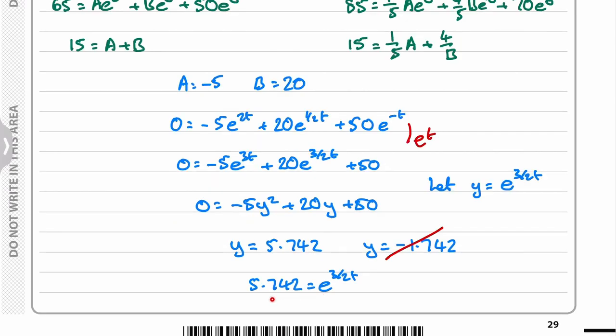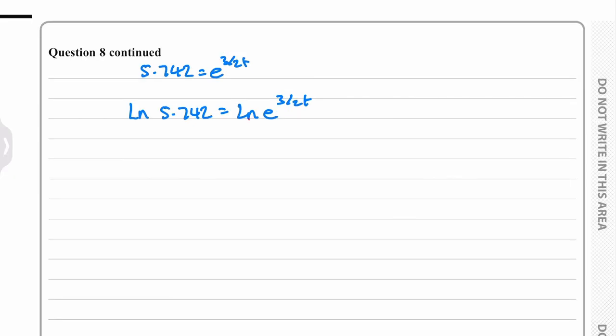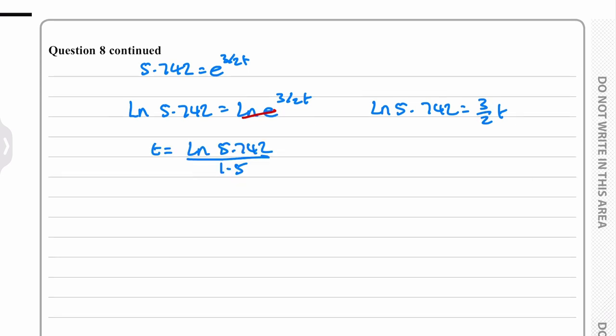Then we can solve this equation by taking the natural log of both sides. We know the natural log and e will cancel. So then we can divide both sides by 1.5. So we get this, which works out as 1.165 years.